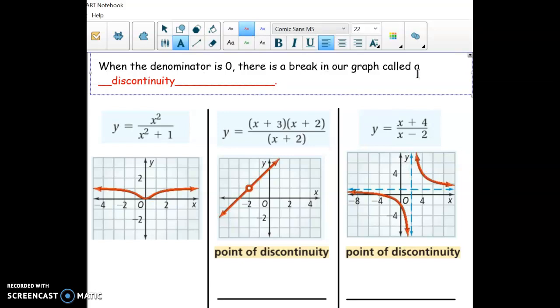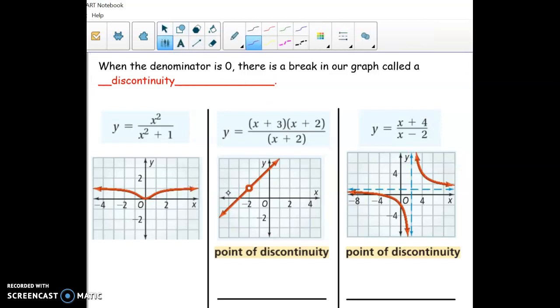Okay, and so with these discontinuities, here are the pictures of the graphs. These are the three we were just talking about. This first one has no break, it's just continuous, right? All the way through, there are x points, and there are y values for all the x points. The graph just goes on and on forever. So we have no discontinuities here. Okay, and then on this one we talked already about x equals -2 being the problem.